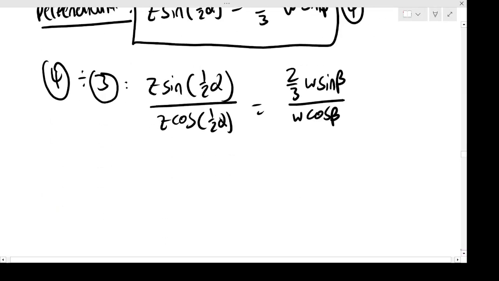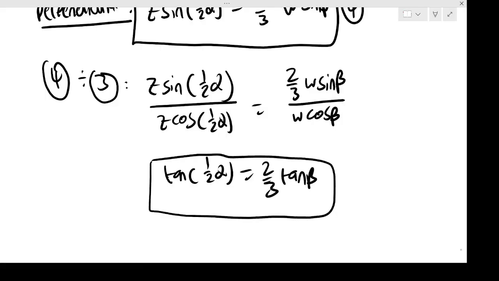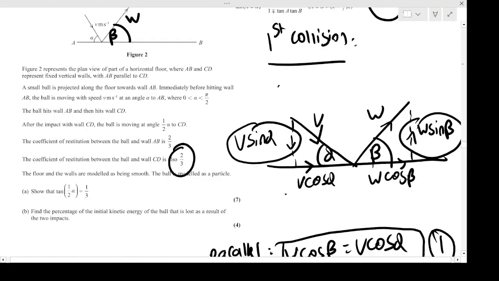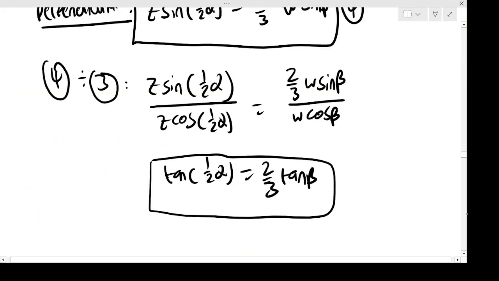And then that will reduce to tan of a half alpha is going to be 2/3 tan beta. And there we are. Now that's not what they're looking for exactly, but we're quite close. We got tan of a half alpha. We need to show it equals a third. Okay, well, we've got tan of half alpha equal to 2/3 tan beta. So we need to get rid of tan beta, don't we?